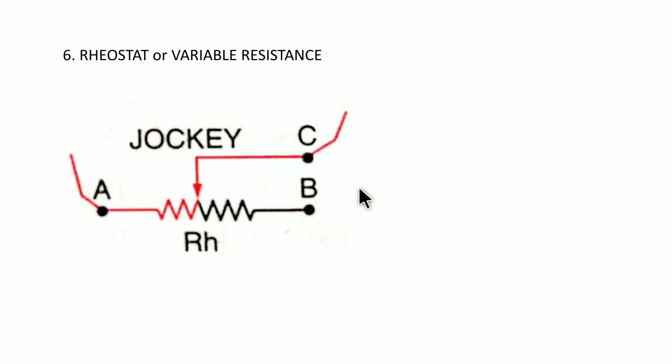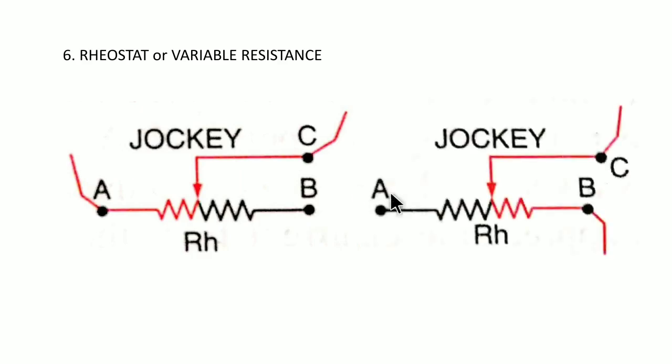Next, if point B is also connected and C is also connected, then in that case the current will pass through point B. Over here point A is not connected, see over here. So from point B the current will flow through this amount of resistance, and then it will move through point C. So this kind of connection is also made in a rheostat. It does not have to enter through point A every time.